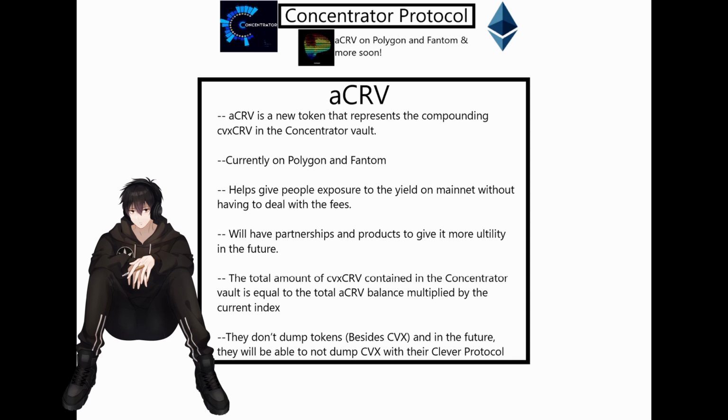With that, I think it'll be smart to go over how it works. The way that A Curve works is by tracking the Curve that's compounding in the Concentrator vault. The total amount of Curve contained in the Concentrator vault is equal to the total A Curve balance multiplied by the current index. You can find the math behind it on their website, or you can just see the number for yourself on the website.